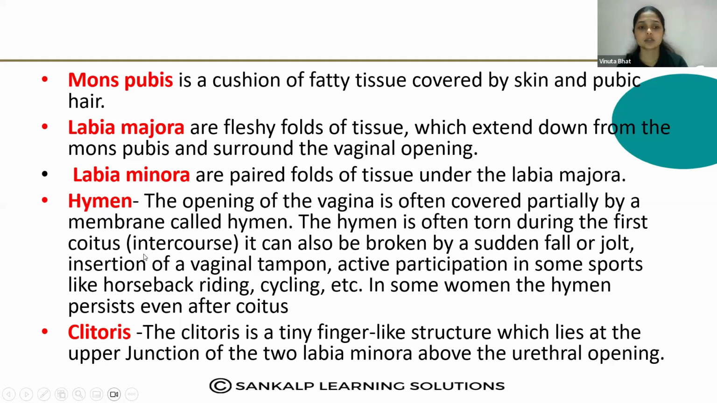So it may be torn during the first intercourse, or it can also be broken by a sudden fall, the insertion of a vaginal tampon, or active participation in sports like horse riding and cycling. So all these activities may also cause the tearing of the hymen. Okay, not only during the first coitus, but some sports activities also cause this. In some women, the hymen persists even after coitus.